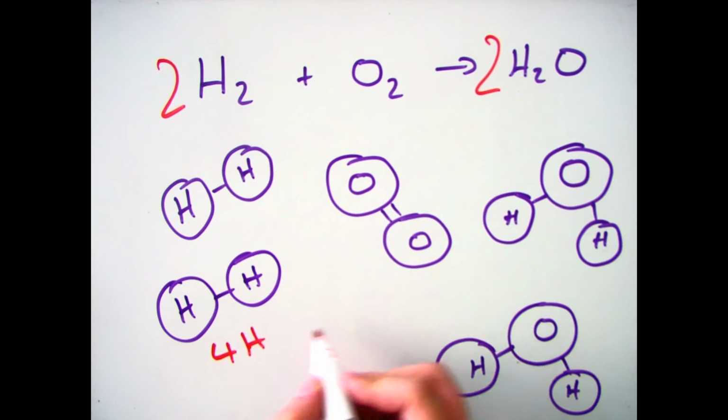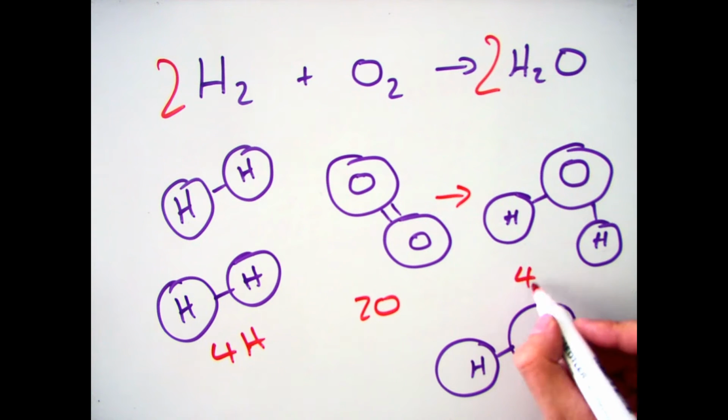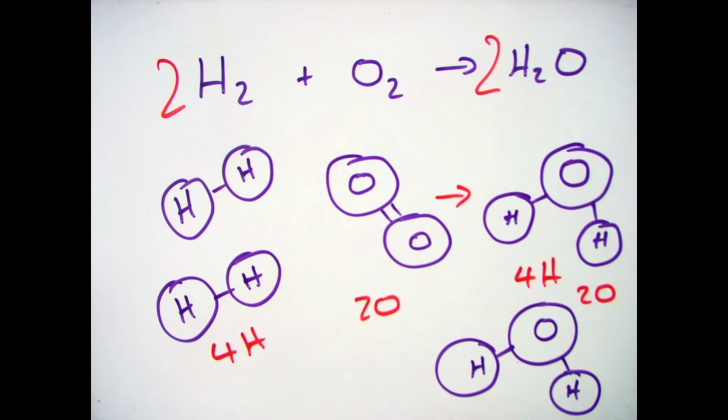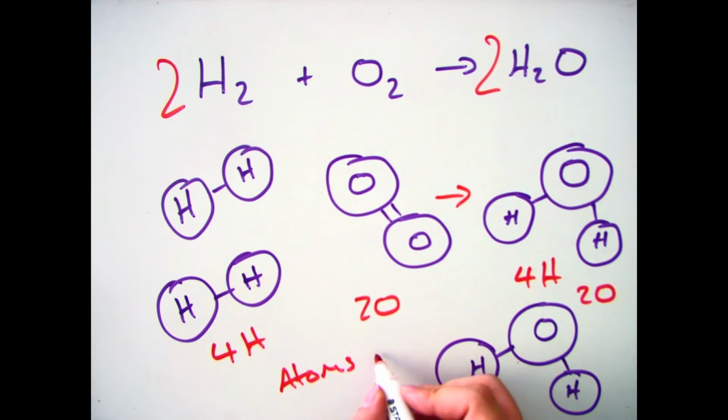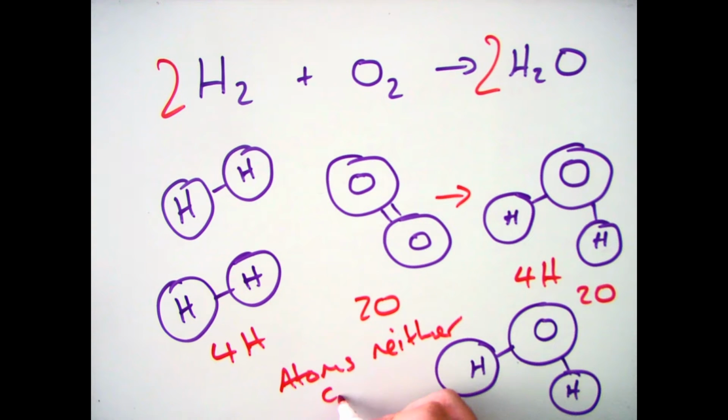Now, because I've got 4 hydrogens on both sides of the equation, they all have the same mass, so the mass of hydrogens is the same, and it's the same with my 2 oxygens. And this gives me the same mass for my reactants and my products. And it also helps to prove that atoms are neither created nor destroyed. During a chemical reaction, they get rearranged, but they don't actually get created or destroyed. So mass and the number of atoms always stays the same.